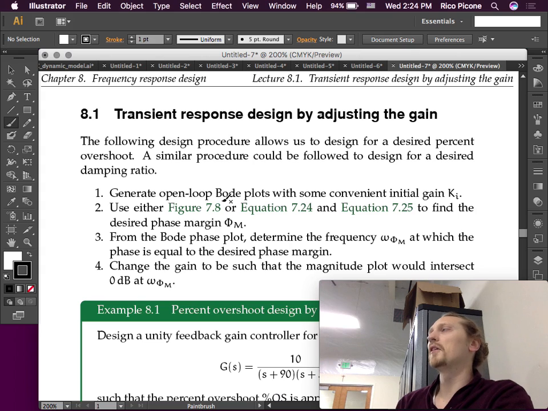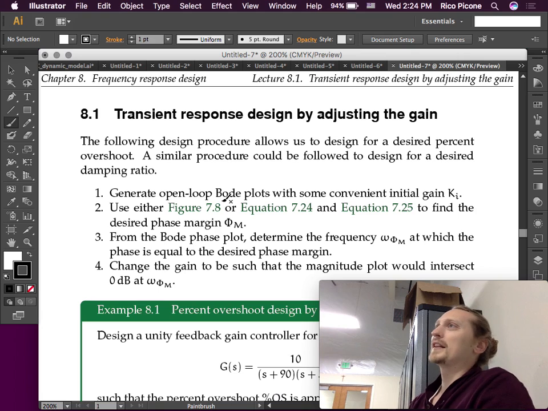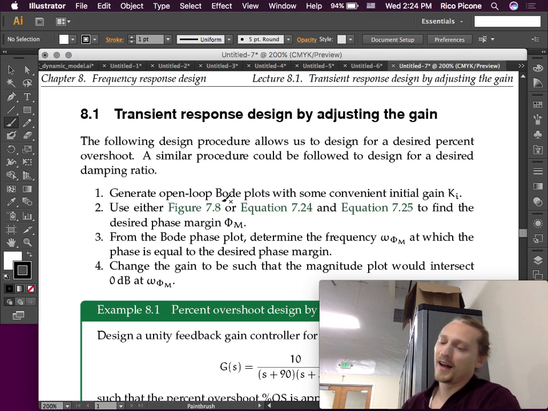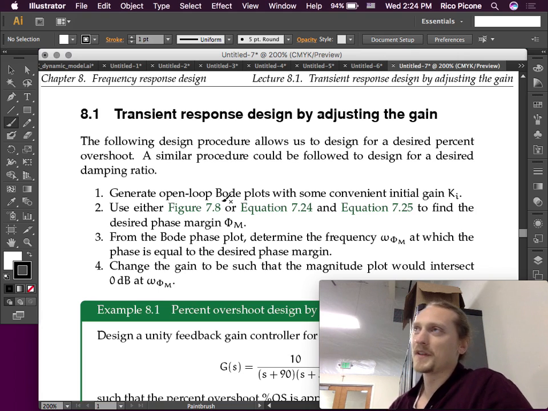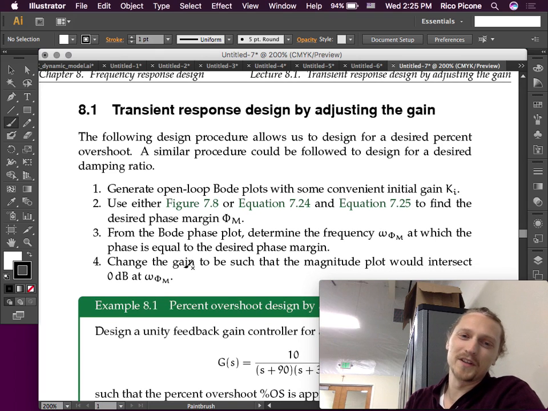Like I said, a lot of these are very specific to a specific task and a specific problem. % overshoot and damping ratio, they're very tightly coupled. Those two are the easiest time response parameters to design for, because they are directly related to some frequency domain objects. So this is the procedure.